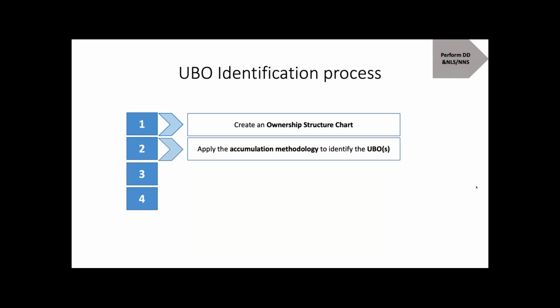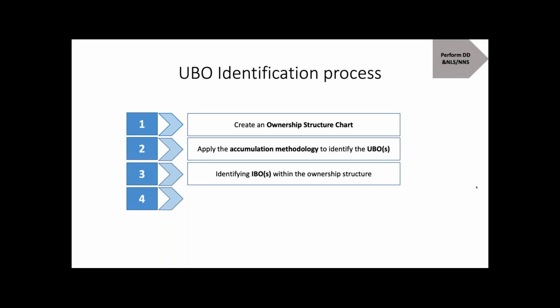Two, apply accumulation methodology to identify the UBO, and I'll explain what that means. Three, identify all the IBOs within the ownership structure. I'm sure everyone understands what an IBO is. And lastly, identify and verify all UBOs identified. I'm sure we understand what point one means. It literally means draw the structure out based on the information you have.